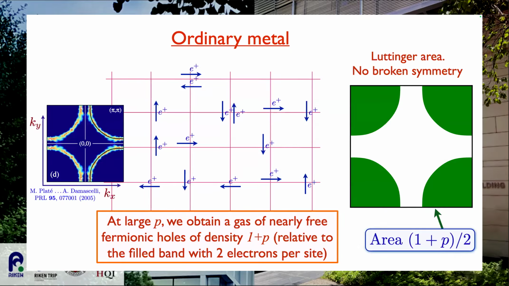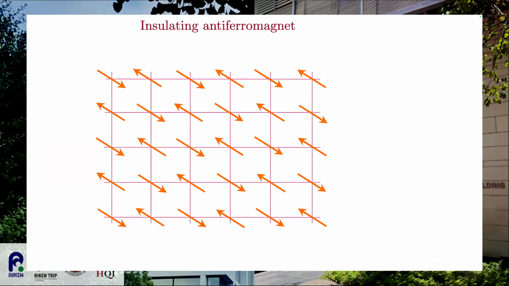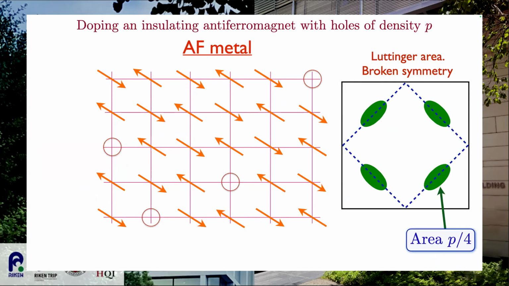Okay, first, as I've already mentioned, if you go to very high doping, you don't start from a Mott insulator, you start from a band insulator. Then the number of holes is 1 plus p. And after accounting for a factor of 2 for spin, the area of this region, and the fraction in units where the area of the square is 1, the area of the green region is (1 plus p) over 2. That's where the holes are. All right, well, we want to start from an insulator. So this is the insulating antiferromagnet. And now you put in a few holes.